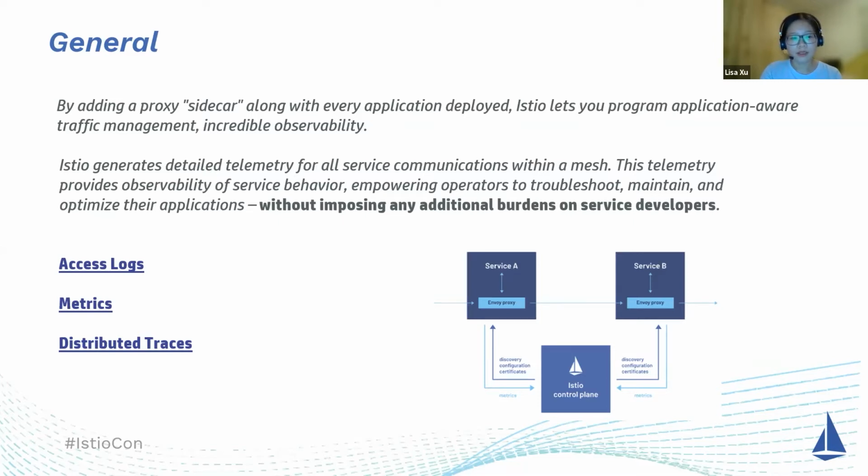And the third thing is distributed tracing. Istio is able to generate distributed trace spans for each service, and in this way it allows you to have insight into all the call flows and the service dependencies in the mesh. We will go through each of these items when we go through our solutions.